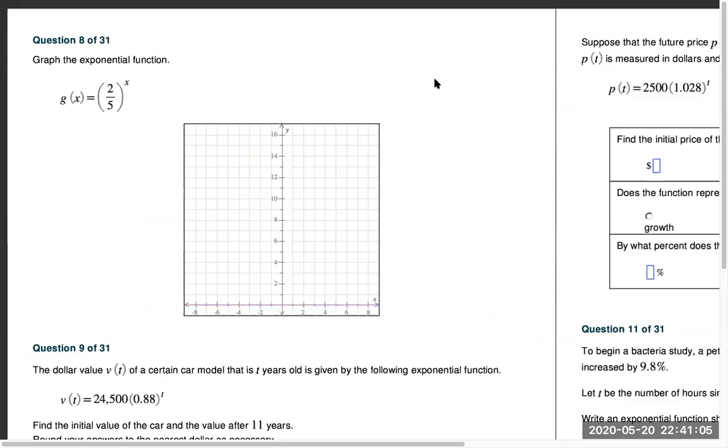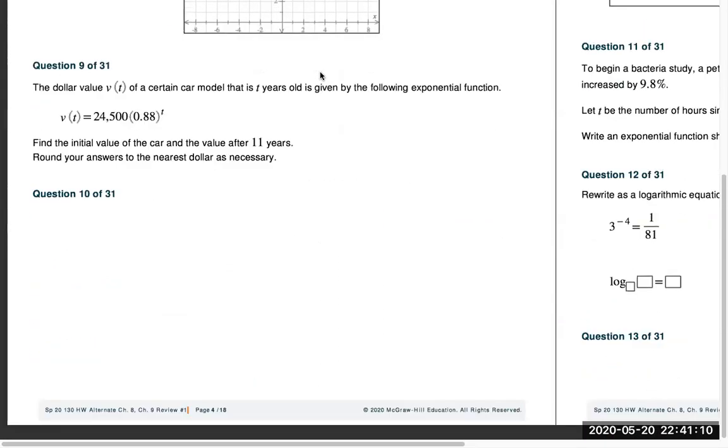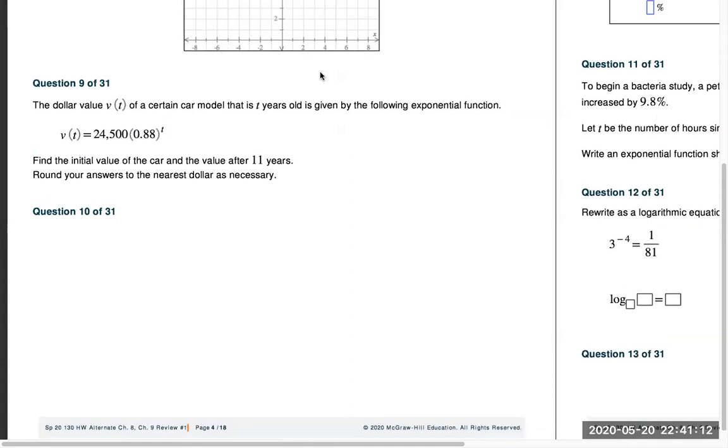I'm going to move to number 9 next. We're still working with exponential functions here. The dollar value v of t of a certain car model that is t years old is given by the following exponential function. Find the initial value of the car and the value after 11 years. Round your answers to the nearest dollar as necessary. So for this, I want to make a few points. We have this function v of t.